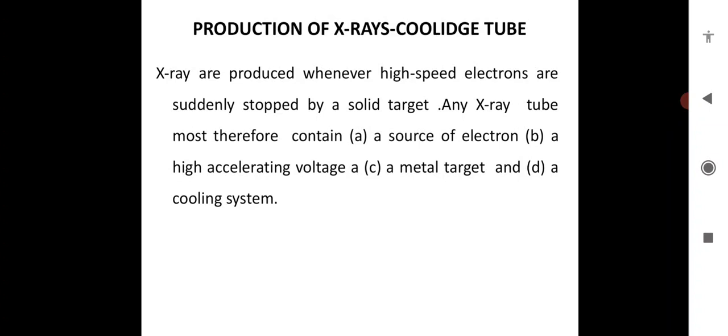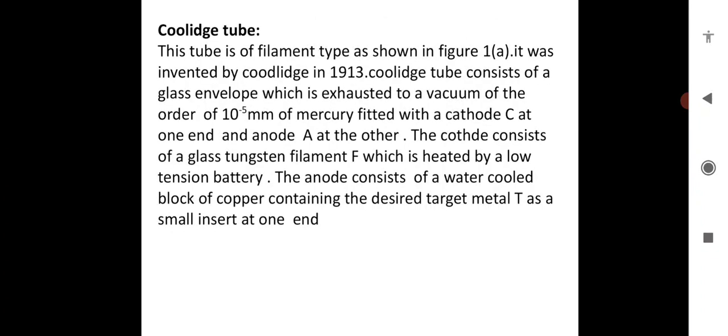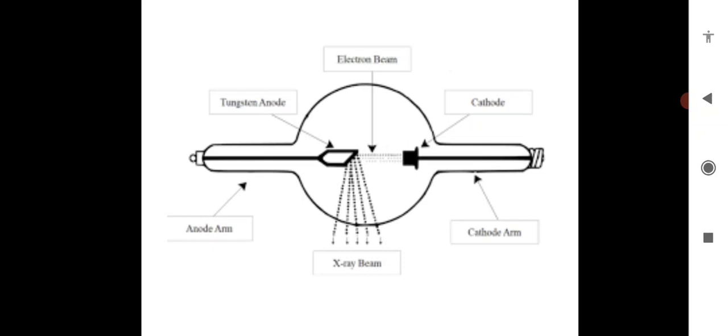There are two types of X-ray tubes. One is gas tubes, in which electrons are produced by the ionization of a small quantity of gas. The second is filament tubes, in which the source of electrons is a hot filament. So for the production of X-rays, this is the Coolidge tube. This tube is of the filament type.